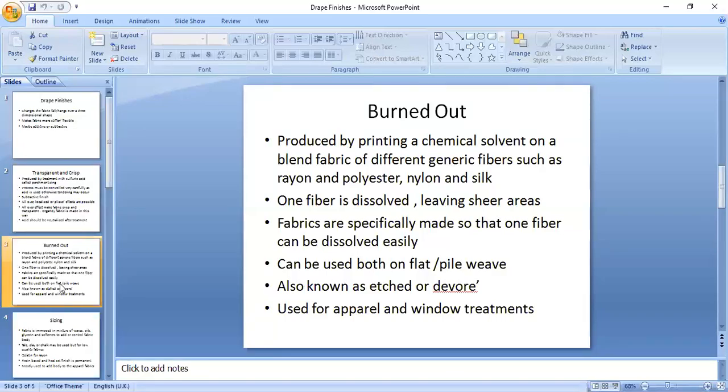Fiber combinations are usually either rayon and polyester or nylon and silk. In rayon and polyester, rayon is the fiber which will dissolve, and in nylon and silk, silk would be dissolved, because rayon and silk are more sensitive to the solvents used than the nylon or polyester.